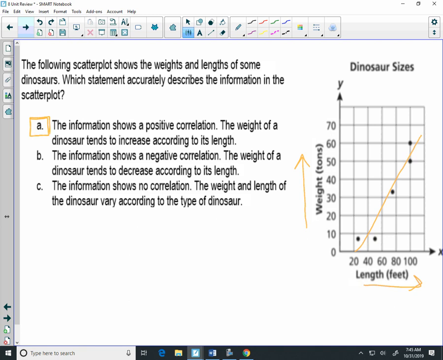But we should always read. It's a great test taking technique to look at our options, and then if we don't find a good one, kind of circle the best and make sure the other ones don't fit. The information shows negative correlation. Negative correlation would be a downhill trend. And so that is not it. The information shows no correlation. Remember, no correlation would look like snow. And since we could draw an uphill line here, we definitely don't want to say that this is no correlation.